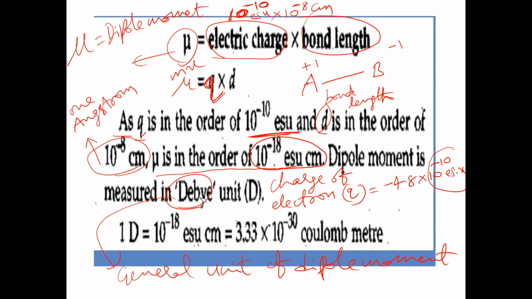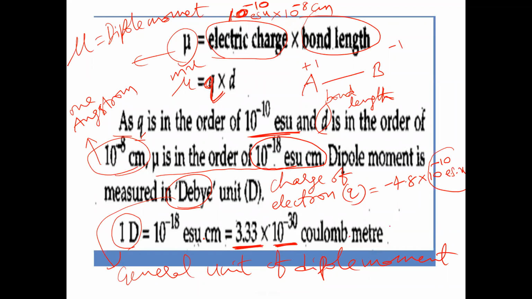Generally, we take Debye units. 1 Debye unit is equal to 10 to the power of minus 18 ESU into centimeters. 1 Debye is also equal to 3.33 into 10 power minus 30 coulomb meter.